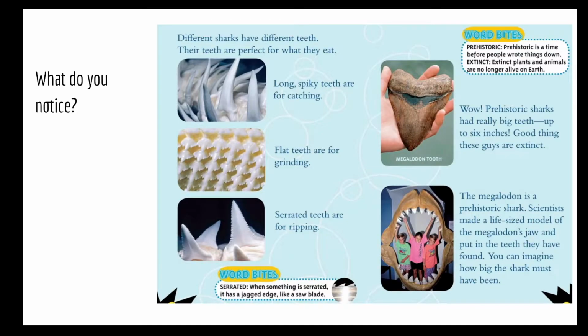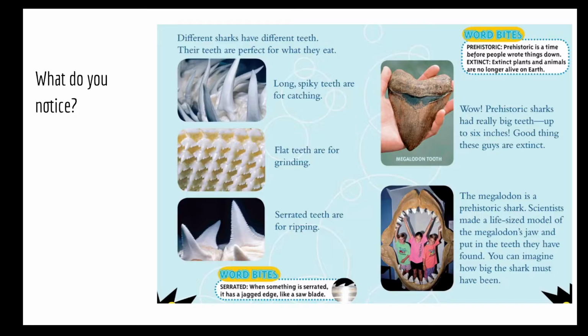What do you notice? Different sharks have different teeth. Their teeth are perfect for what they eat. Long, spiky teeth are for catching. Flat teeth are for grinding. Serrated teeth are for ripping. Word bites. Serrated. When something is serrated, it has a jagged edge like a saw blade.